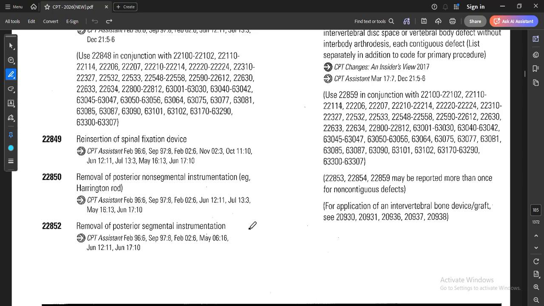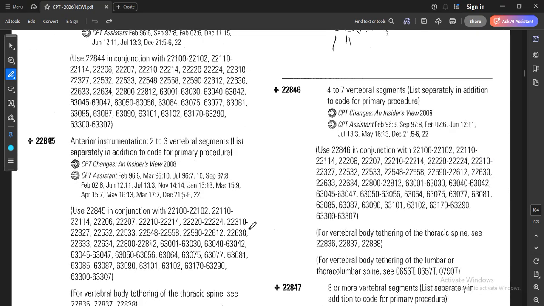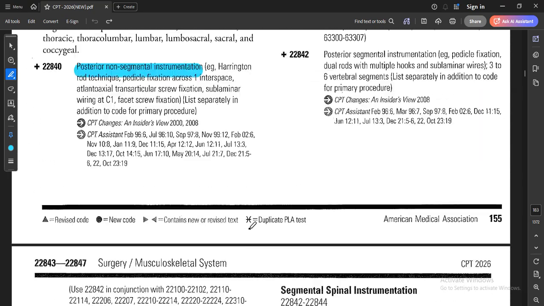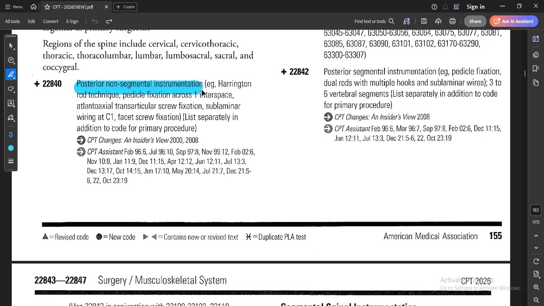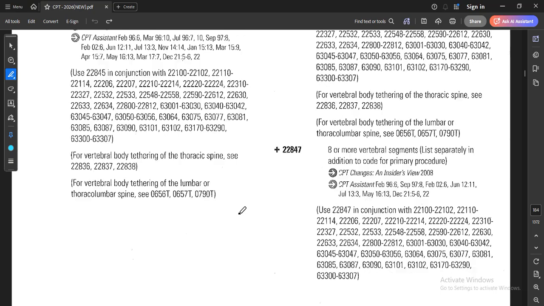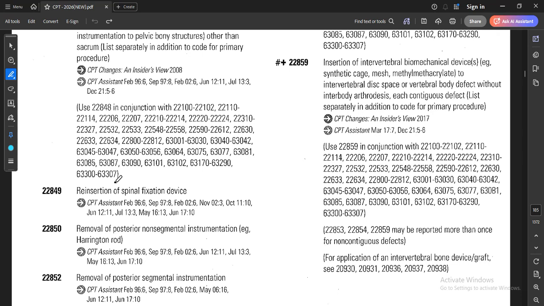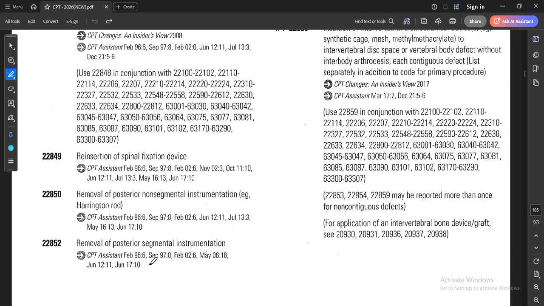Okay, 22850, removal of posterior non-segmental instrumentation. Example, Harrington rod. These Harrington rods are insertions of posterior non-segmental instrumentation, basically. So if the surgeon removes those Harrington rods, you need to use 22850. Then 22852, removal of posterior segmental instrumentation. So this one is non-segmental, and this is segmental.